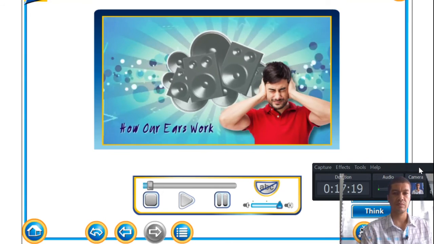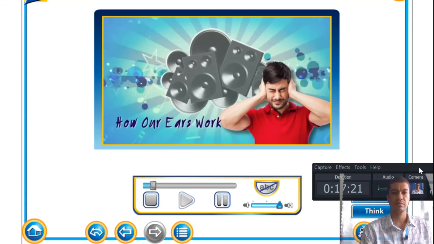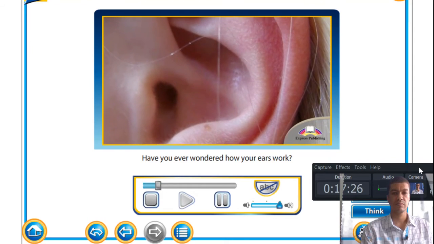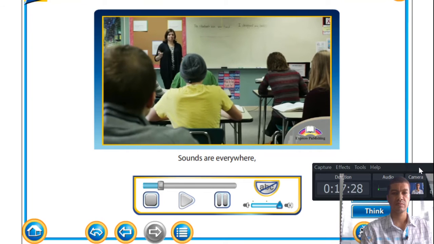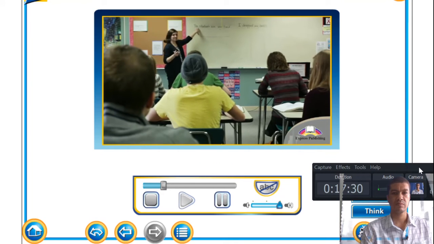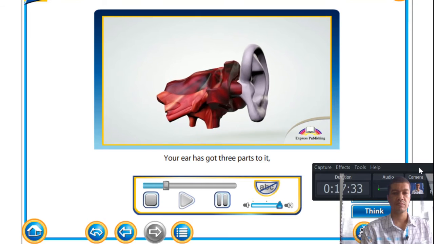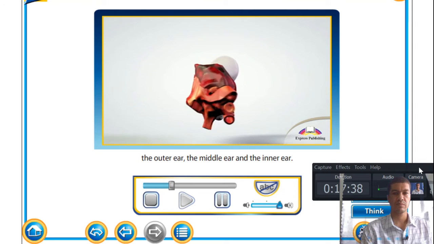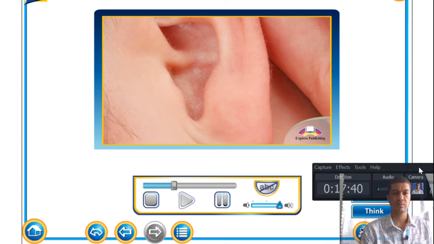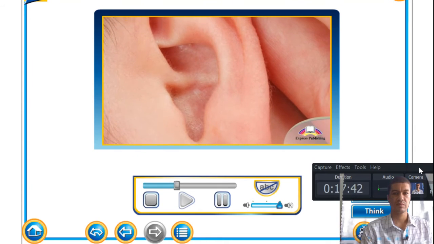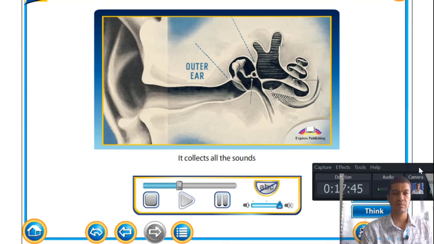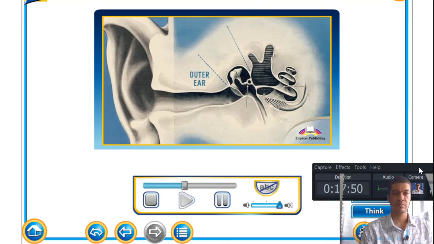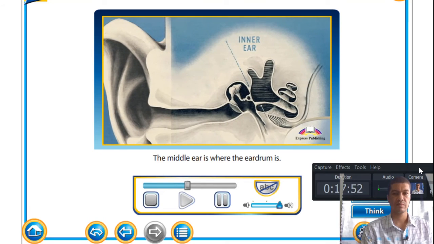How our ears work. Do you like music? Have you ever wondered how your ears work? Sounds are everywhere, and our ears pick them up. Your ear has got 3 parts to it: the outer ear, the middle ear, and the inner ear. The outer ear is the part you can see. It collects all the sounds and sends them to the middle ear through the ear canal. The middle ear is where the eardrum is.